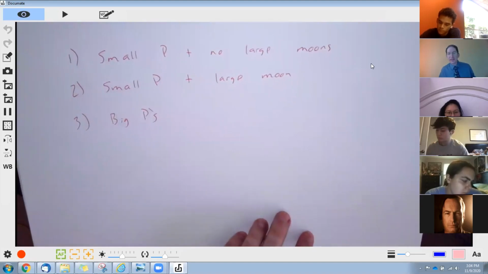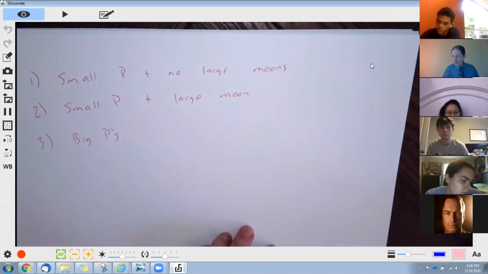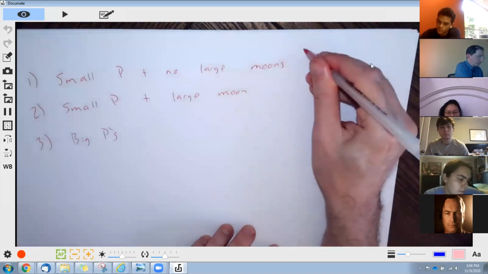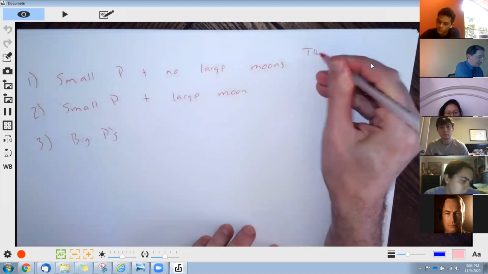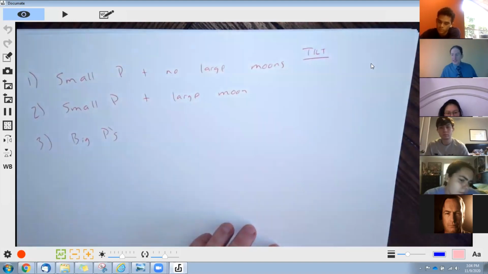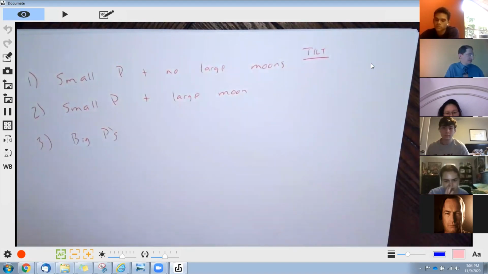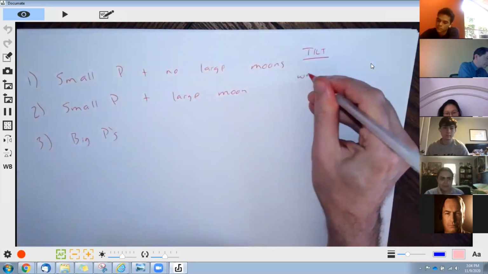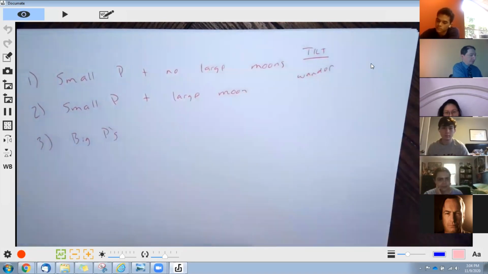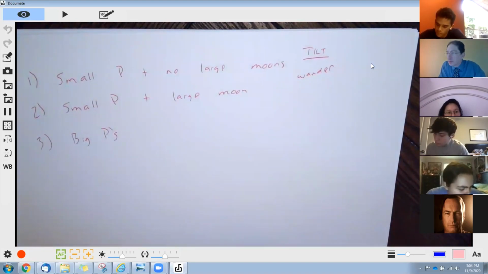So these are the 3 basic categories. And maybe over here, I'll make another column telling you what happens to the tilt. So let's start with small worlds, small planets with no large moons. Their tilts wander with time. I'm talking about worlds like Venus and Mars. They're small worlds, no large moon, which we'll see as a stabilizing influence as it has been with the Earth.